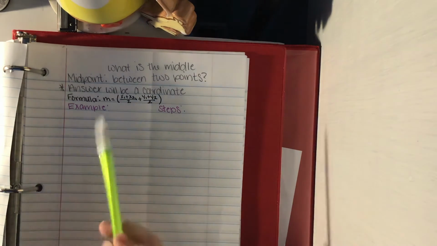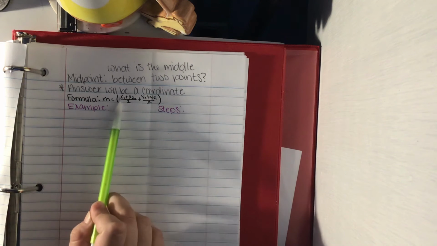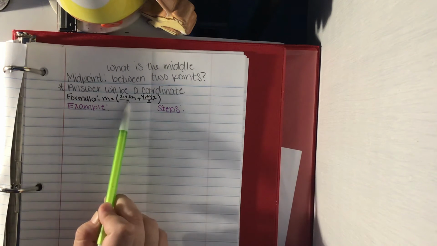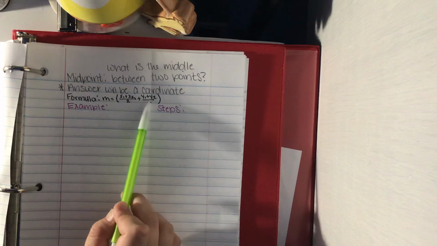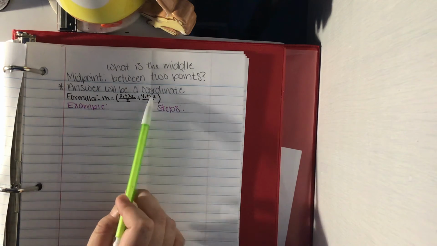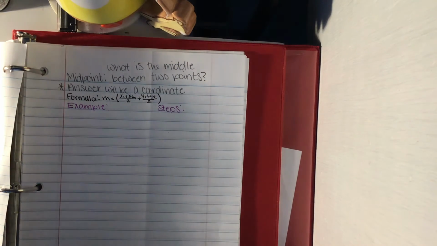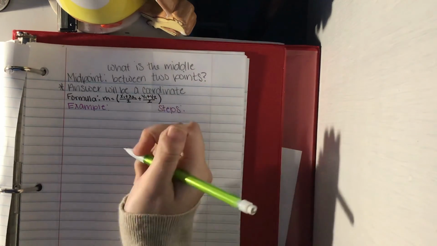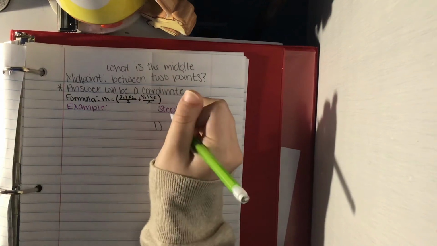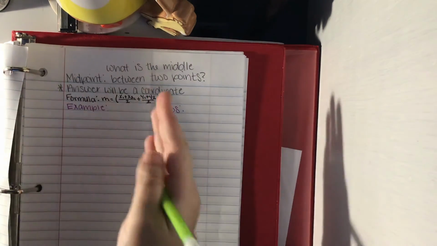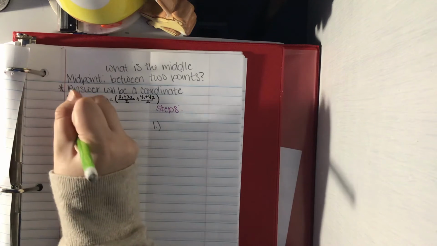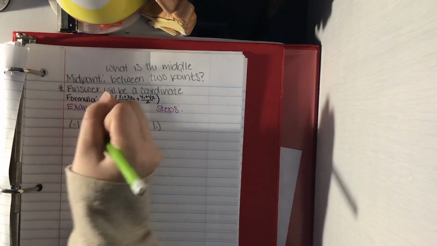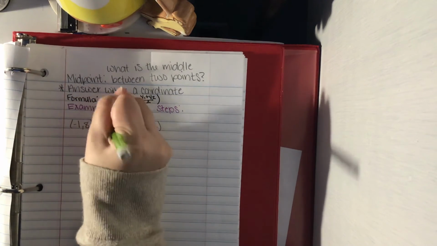Okay, and it's going to be m is equal to (x1 plus x2 divided by 2, y1 plus y2 divided by 2). Okay, and it's really the same steps as before. The coordinates we're going to be using for the example are -1 and 8, and 7 and 3.